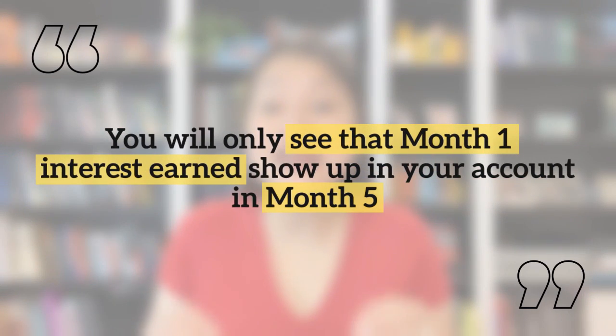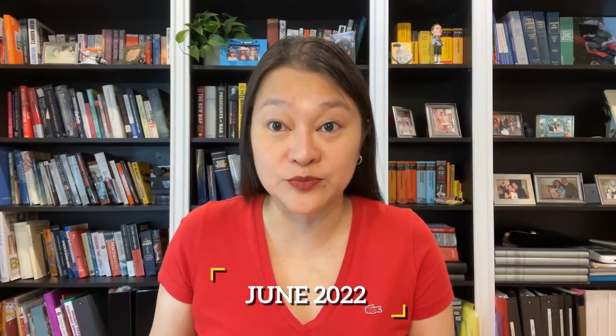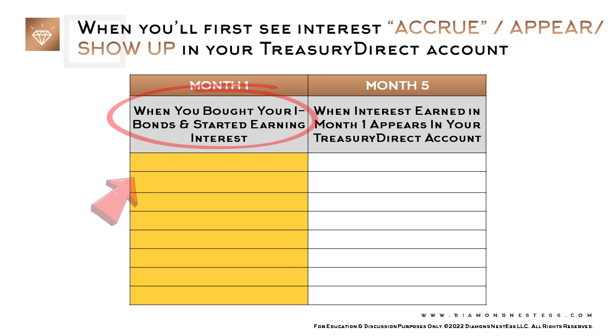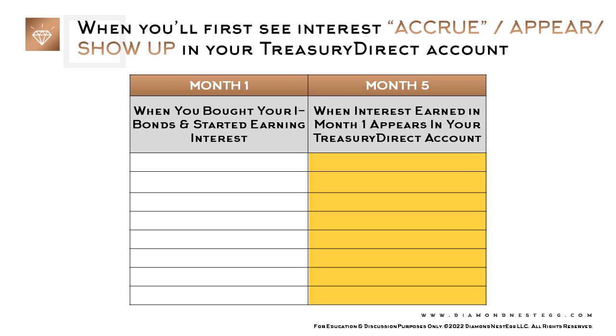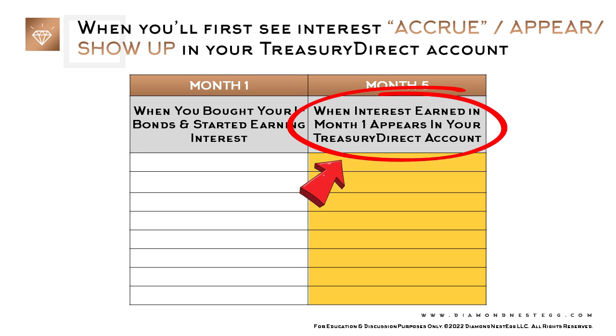Basically, your I-bonds start earning interest in month 1, the month of purchase. But you will only see that month 1 interest earned show up in your account in month 5. And here's what this means for those of you who purchased I-bonds between November 2021 and this month, June 2022. This column here is month 1, the month you bought your I-bonds in, and the month when your I-bonds first started earning interest. This column here is month 5, the month when the interest earned in month 1 accrues, or actually appears, shows up in your Treasury Direct account.